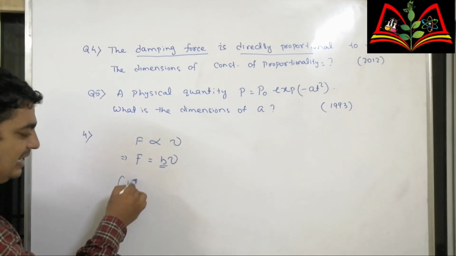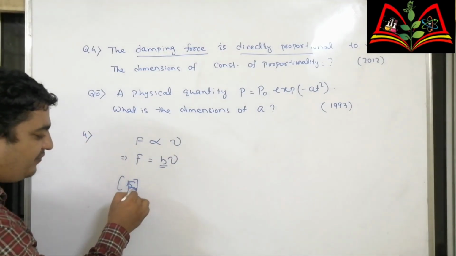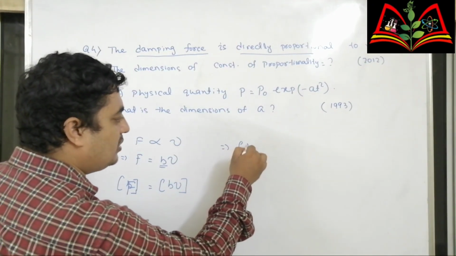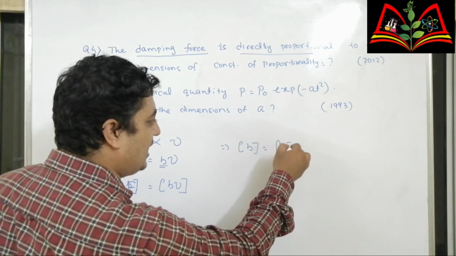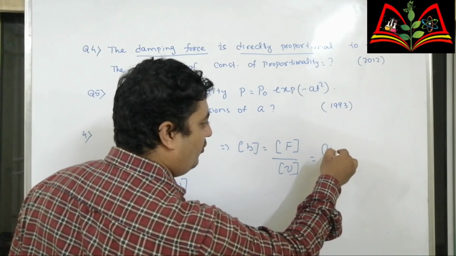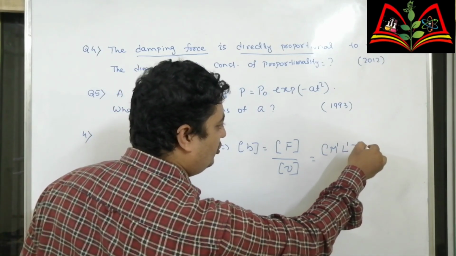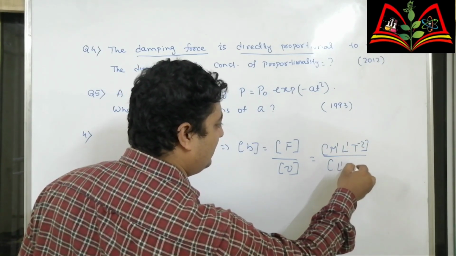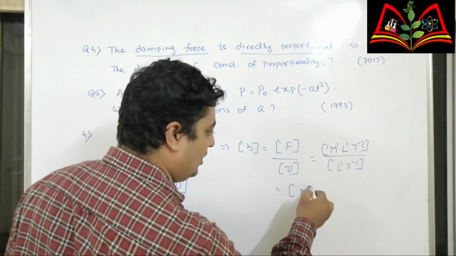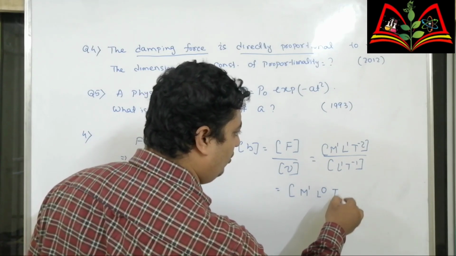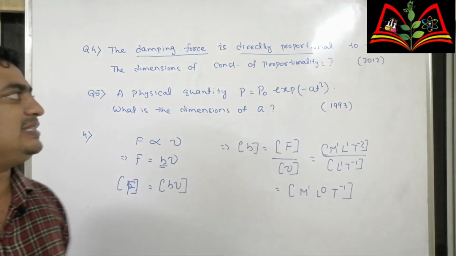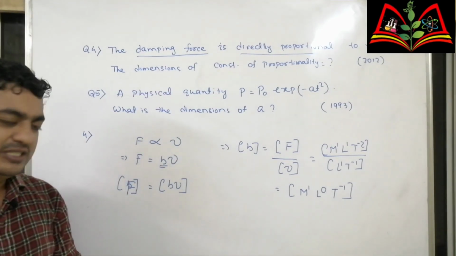So, we can write dimension of F equal to dimension of B into V. So, dimension of B equal to dimension of force by dimension of velocity. Now, we already know dimension of force divided by dimension of velocity. If we calculate, we will get M to the power 1, L to the power 0, T to the power minus 1. This is the dimension of constant of proportionality.